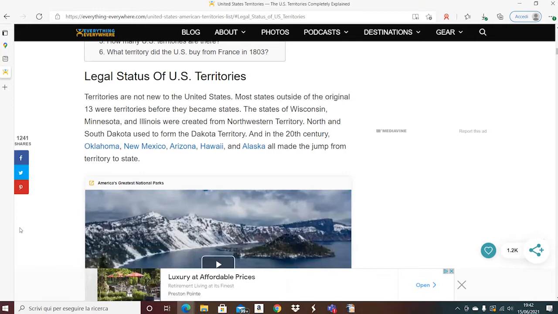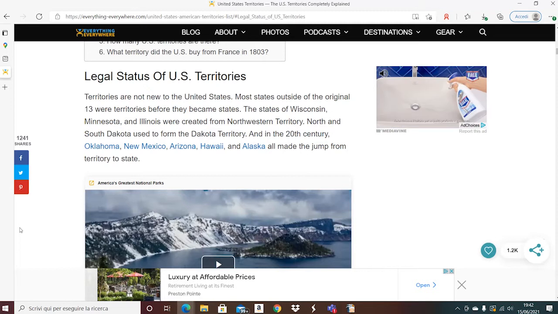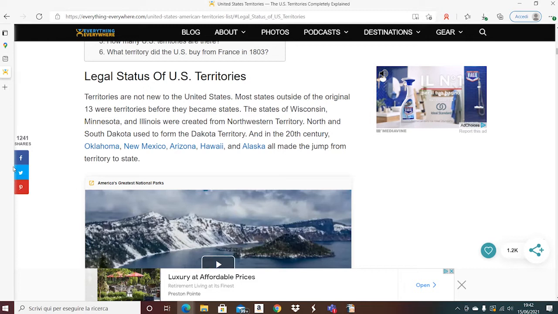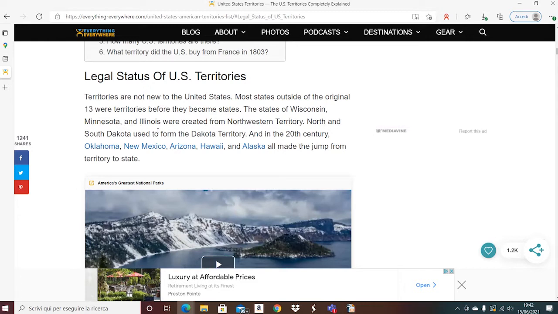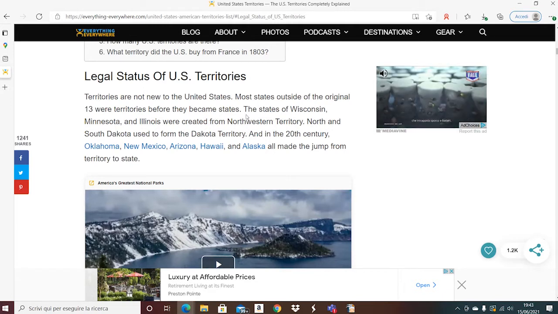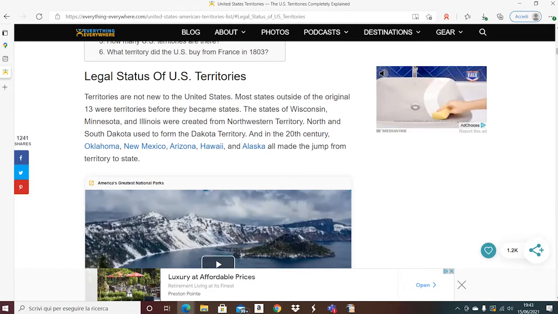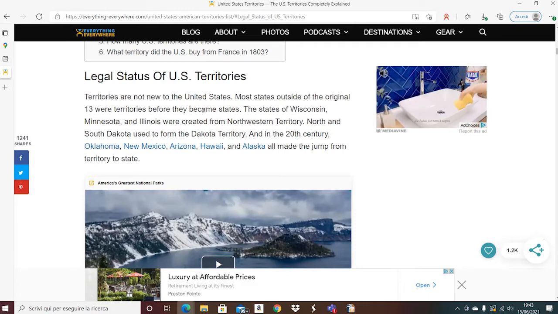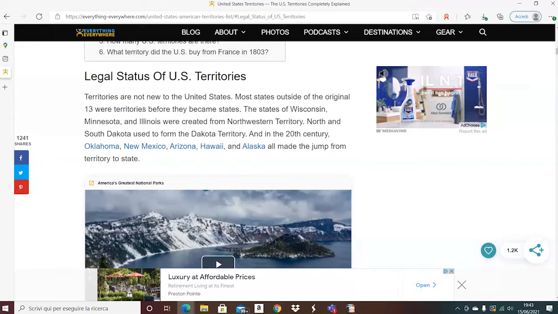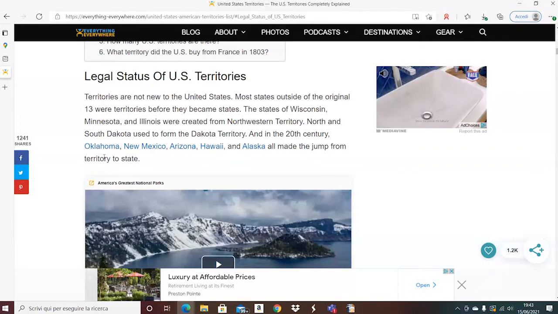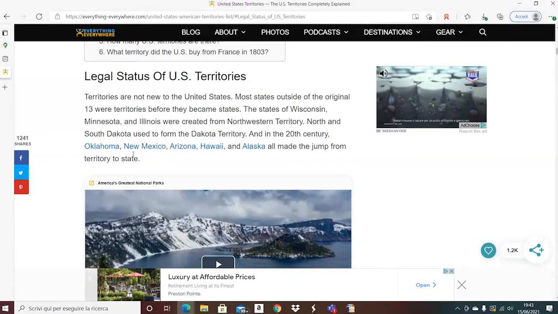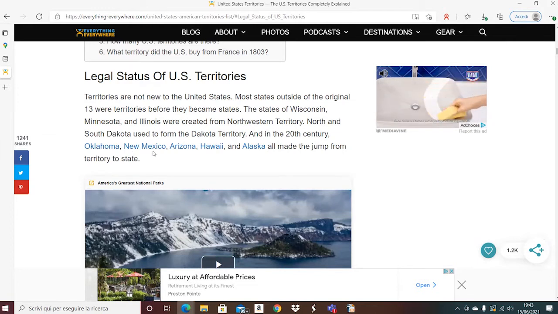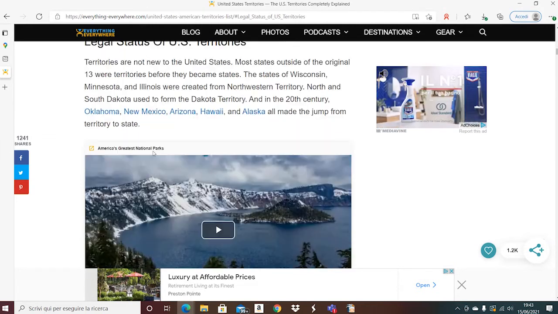So the states of Wisconsin, Minnesota, and Illinois were created from Northwestern Territory. North and South Dakota used to form the Dakota Territory. And in the 20th century, Oklahoma, New Mexico, Arizona, Hawaii, and Alaska all made the jump from territory to state. So all these nowadays states used to be territories.